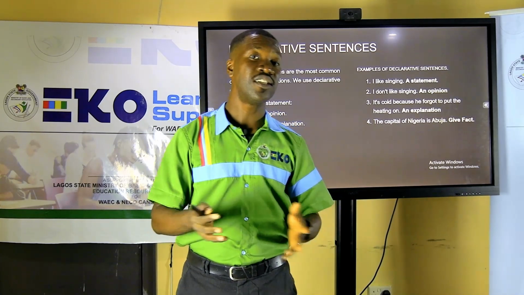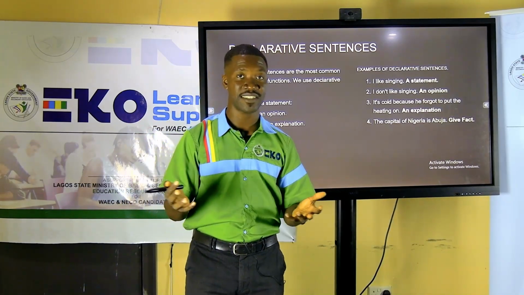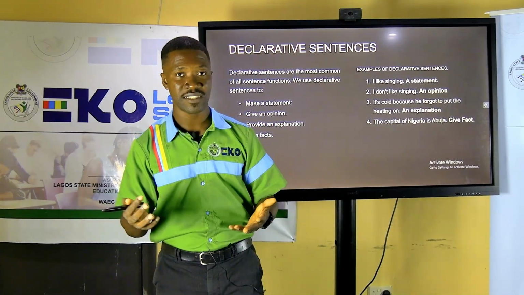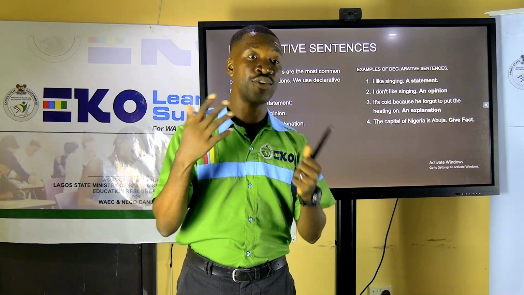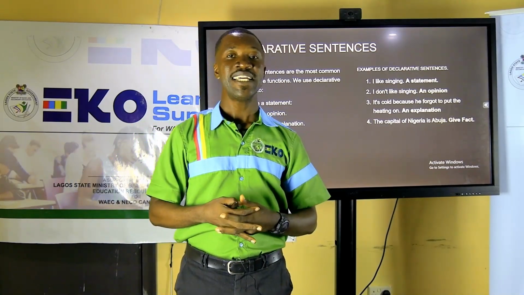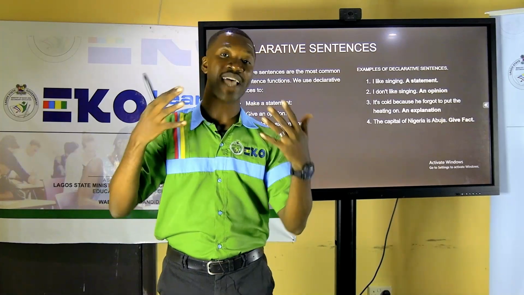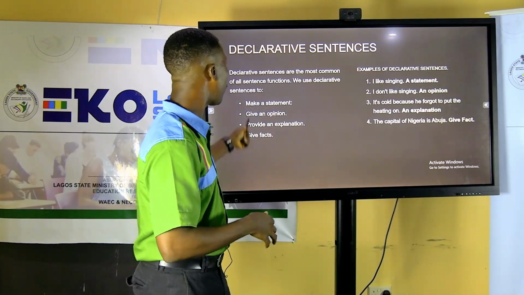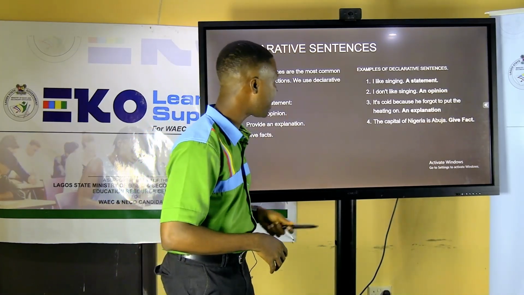For example, the sun rises in the east and sets in the west. Those are examples of truth. When we want to state a fact, for example, Nigeria is the largest country in West Africa, we make use of declarative. Let's look at some of these examples.